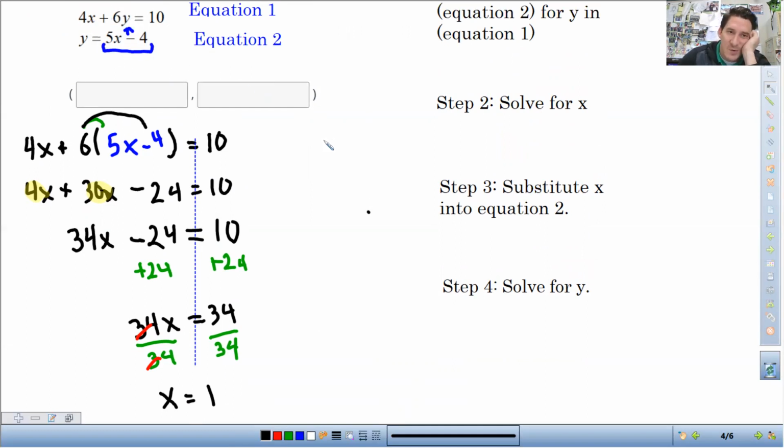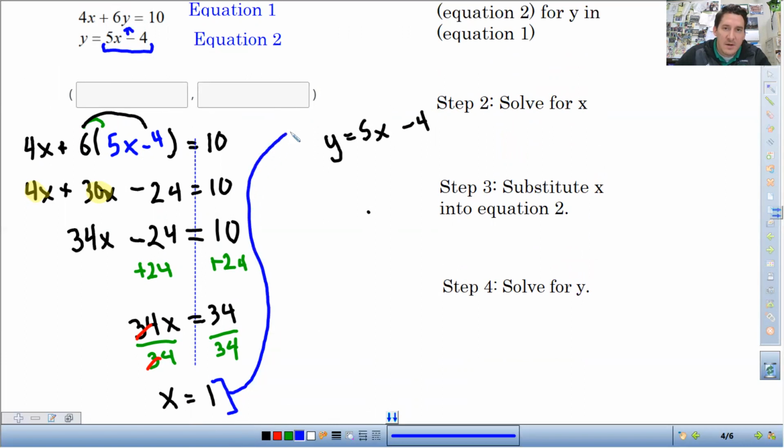I'm going to use the bottom equation. So I'm going to rewrite it. So y is equal to 5x, excuse me, equation 2, minus 4. I'm going to take x here and substitute into the x there. So it goes y is equal to 5 times x, and replace the x with parentheses, minus 4, and x is 1.